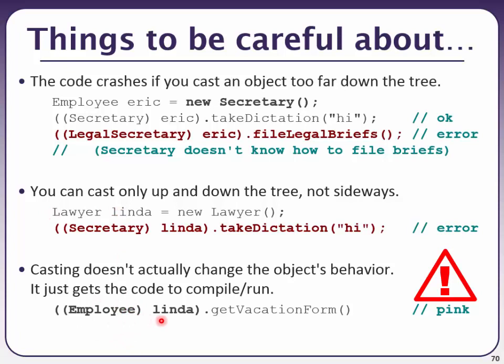If I cast it to an employee reference and call get vacation form, I'm still going to get the vacation form, the get vacation form method that was implemented inside the lawyer class to execute. So the form color that I'm going to get because Linda is a lawyer is going to be pink, okay? So Linda is a reference to an object of class lawyer. So when I call get vacation form, it is not the get vacation form method implemented in employee that's going to be triggered, even if I put this casting here to employee.